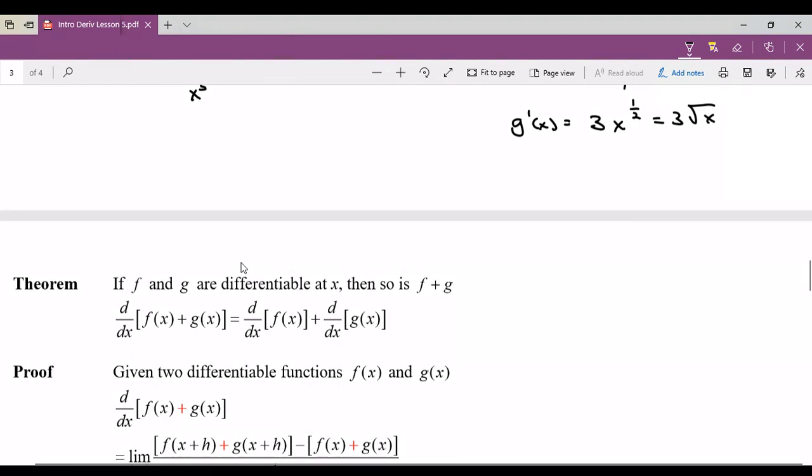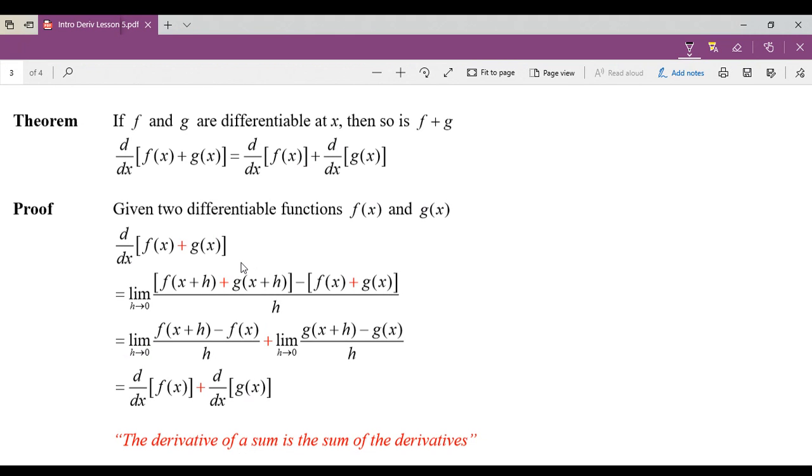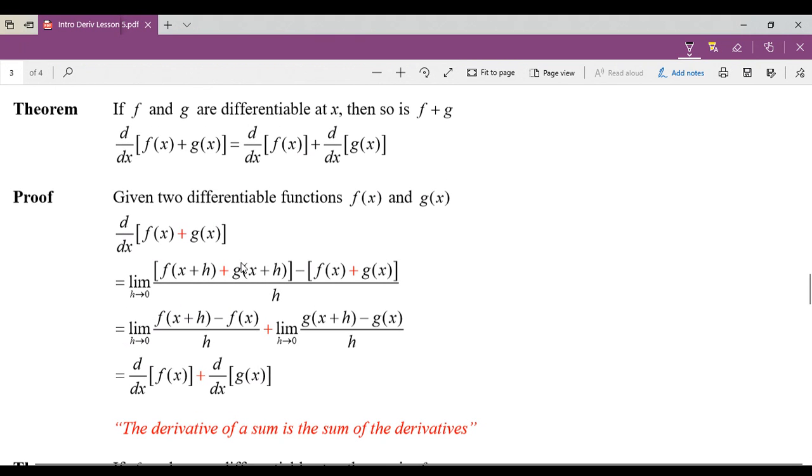So now there's one other rule, really two other rules that I want us to look at today, which is, what happens if you want to take the derivative of a sum? Well, good news for you, much like with limits, the derivative of a sum is just the sum of the derivatives. So what does that mean? It means if you're taking the derivative of a sum of two functions, just take the derivative of each function individually and add them.